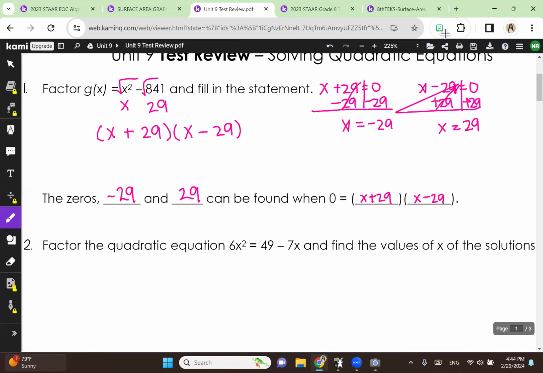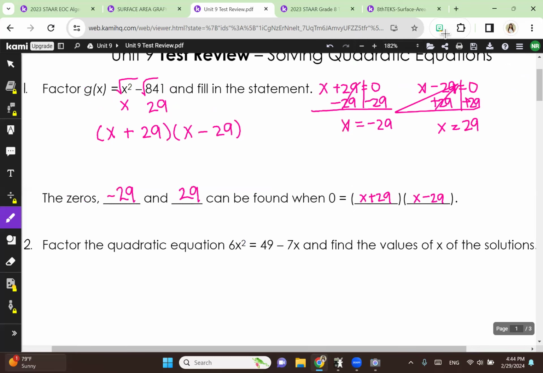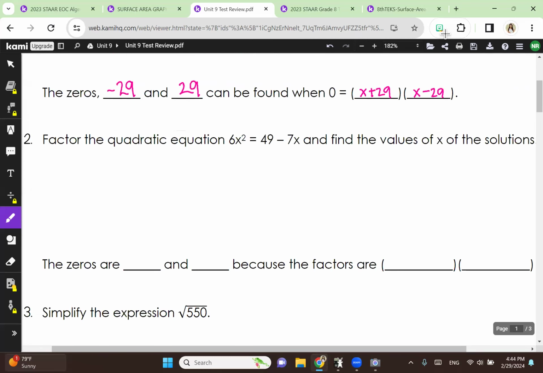Number 2, it says factor the quadratic equation and find the values of x of the solution. So your answer choice is going to look the same. First thing you need to notice is that your terms are not all on the same side. So you need to make sure everything is on the same side before you can start to factor. So first thing I'm going to do is move the 49: minus 49 and add 7x. Opposite of subtracting 7 is adding. So minus 49 plus 7x.